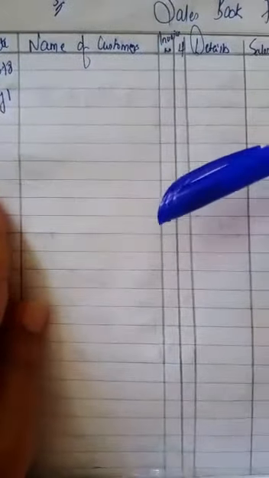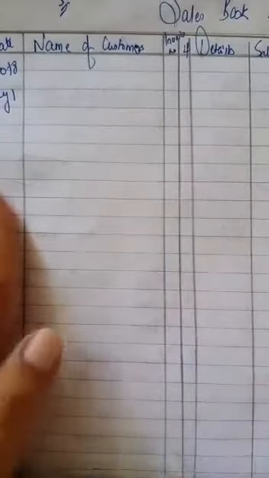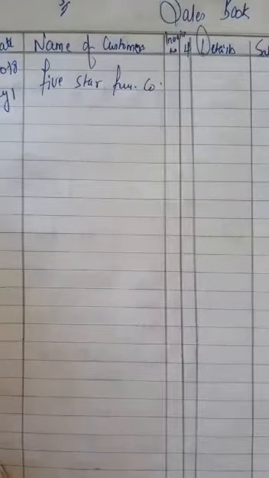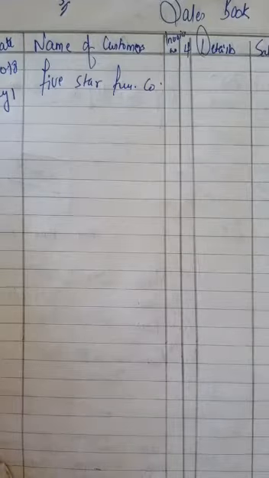2018. Write first of all the year, then the month. Sold goods to 5-star furniture company. Name of the customer is 5-star furniture company, Patiala, Punjab. Same state, so CGST, SGST will be levied.